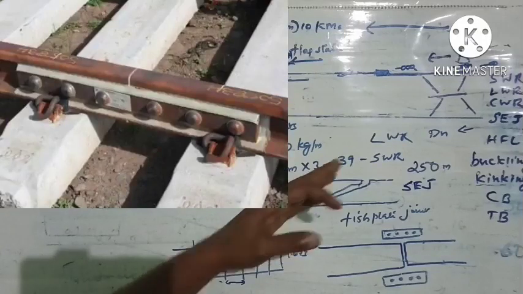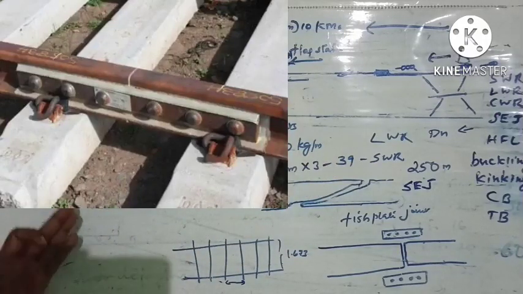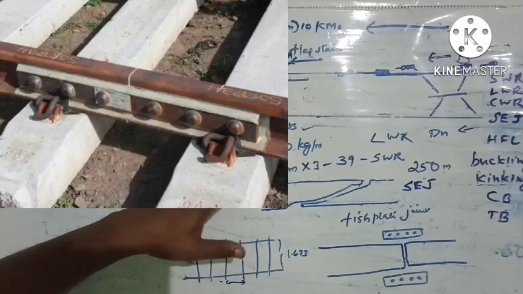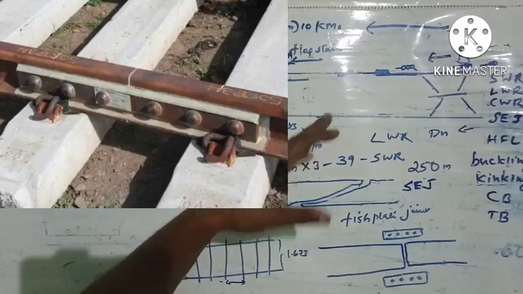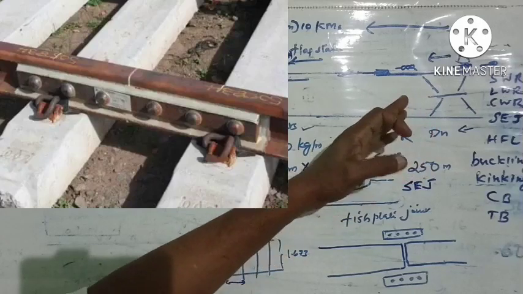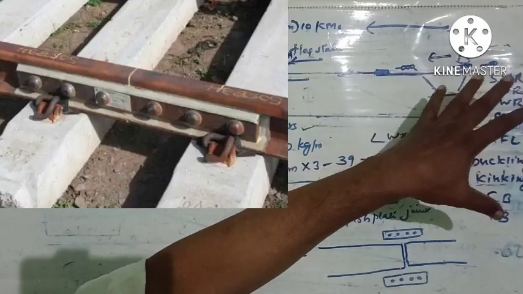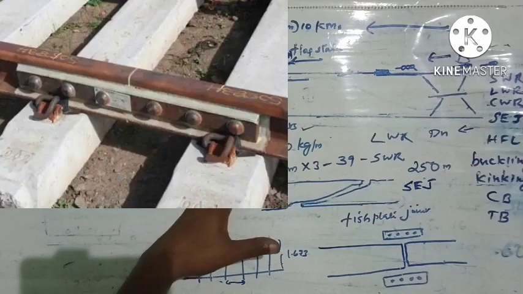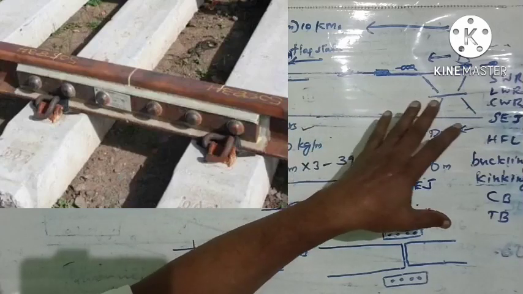These joints are nowadays glued joints. You can see here it is a glued joint, it will be like this. Glued joints are normally insulated to have this track circuiting and also this interlocking. So the joints in the yards will normally be glued insulated joints.